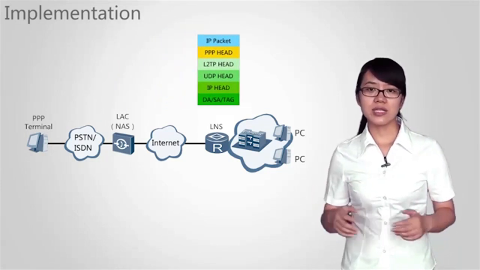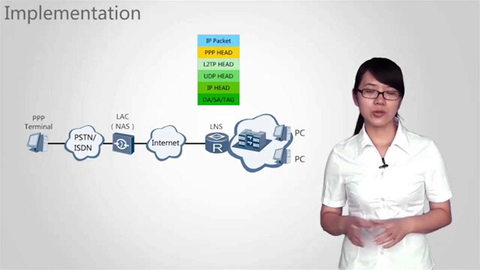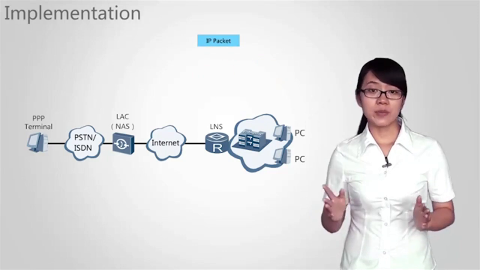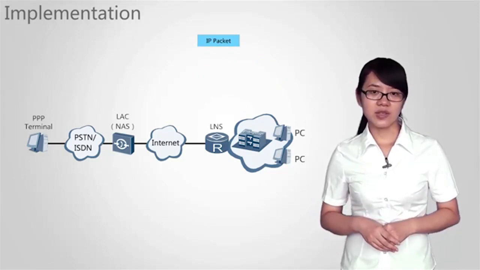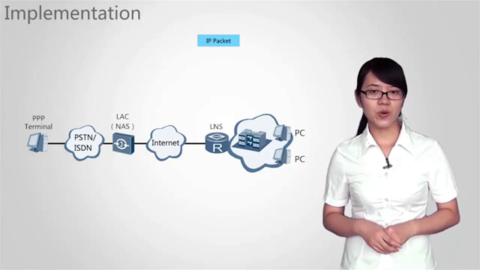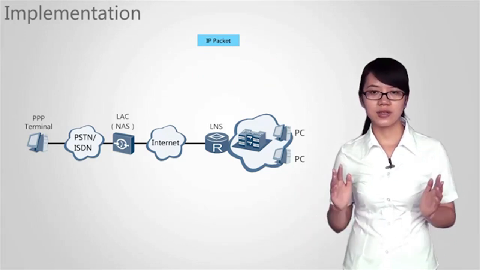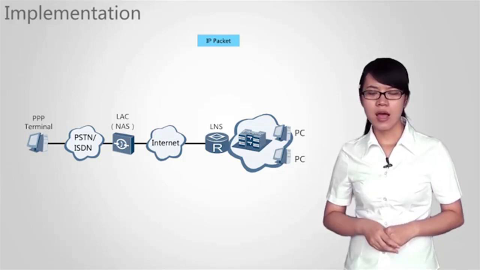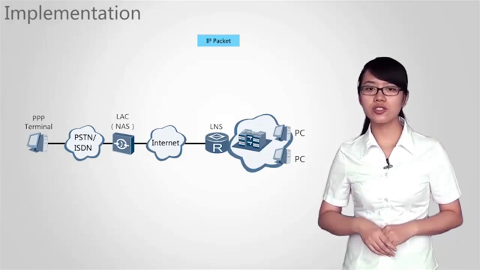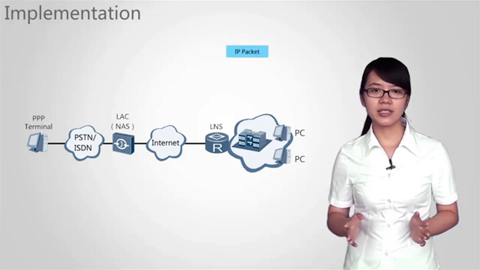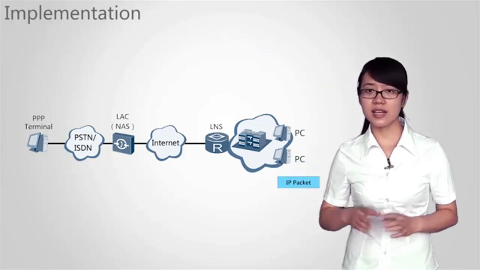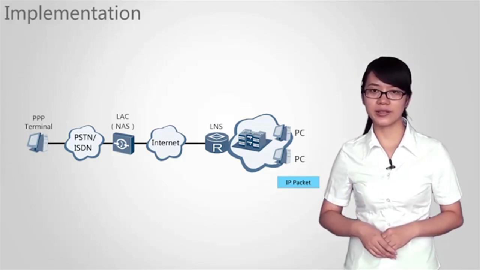When the LNS receives the L2TP packet, it will decapsulate and forward the PPP packet. At this time, the LNS is the termination point of the PPP session. This is how L2TP extends PPP. The LNS resolves the original packet and sends a packet to the destination host in the headquarters based on the destination IP address in the packet.